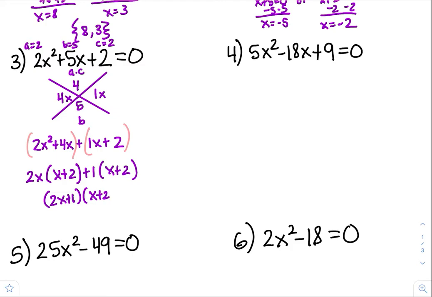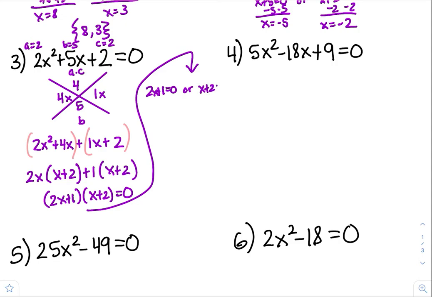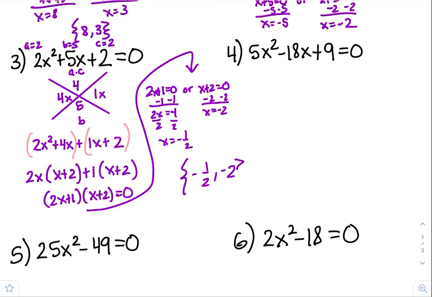times x plus 2. But remember, this is equal to 0, right? So you gotta solve for x by making two equations. 2x plus 1 is equal to 0, or x plus 2 is equal to 0. And then you solve for x. So your answers are -1/2 and -2. So again, when a is greater than 1, you have to factor by the grouping method.